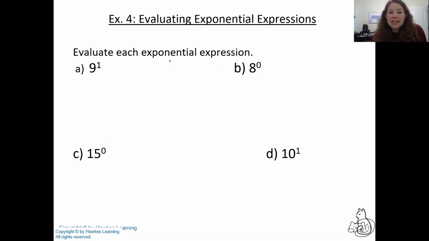Evaluate each exponential expression. Any number to the first power is itself. Any number to the power of 0 is 1. 15 to the power of 0 is 1. And 10 to the first power is 10.